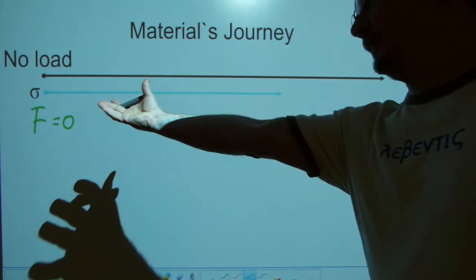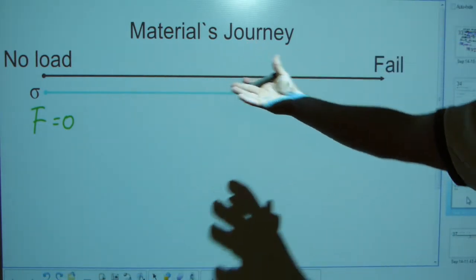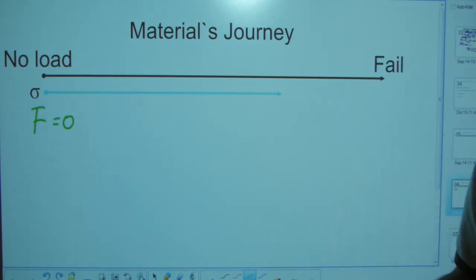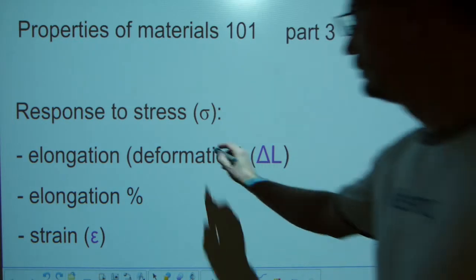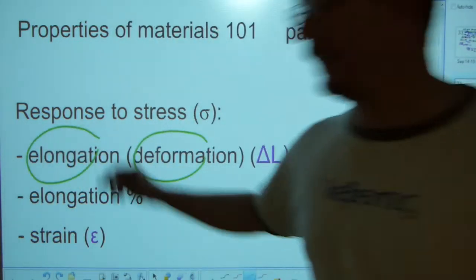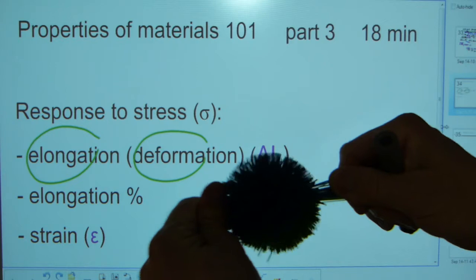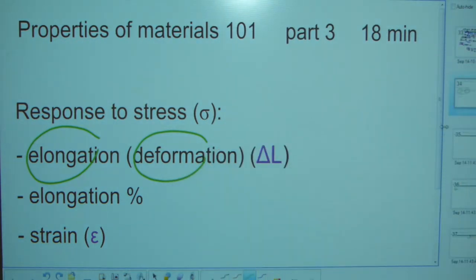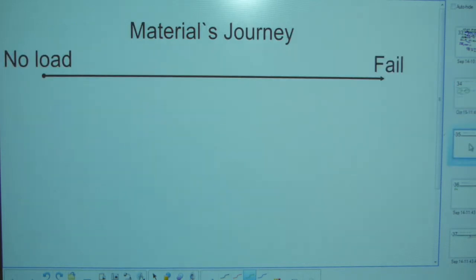When this force is being increased, and that's what this teal line represents, the material will deform. That's why deformation was on the first slide, or one of the terms. Material will deform there, or elongate, meaning getting longer and longer, or if it's the other way around, getting shorter and shorter, depending on, like I said, in which geometric configurations these forces are being exerted.